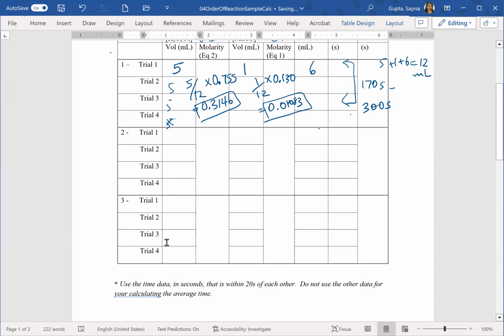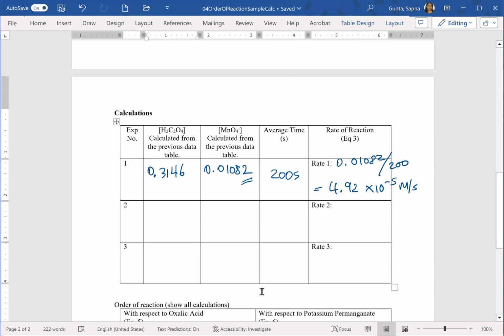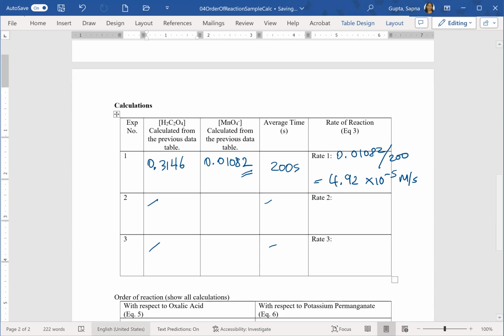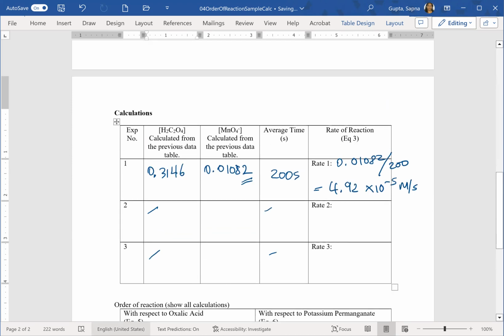For trial 2, you're going to have a different volume that you're using. So you're using 10 here, and 5 here, 1, and then 2 and 5 here. You have all these different volumes, but the total is still 12 milliliters. Then you're going to do the concentration calculations for trials 2 and 3. Those are the values you're going to put over here, and then you'll do the average time and calculate the rate of reaction.